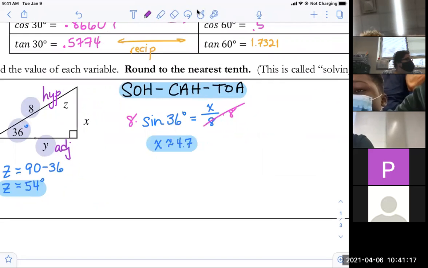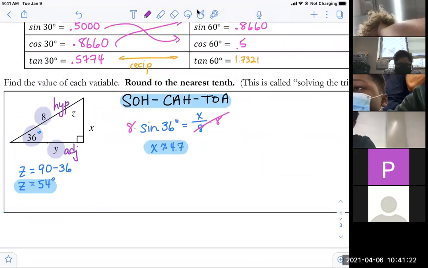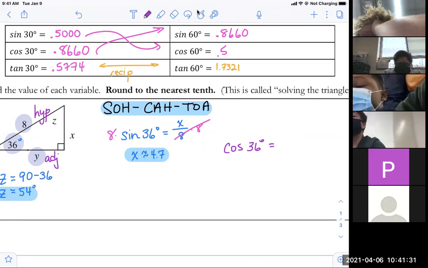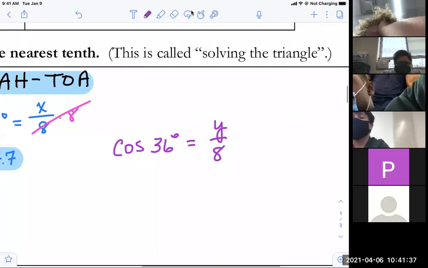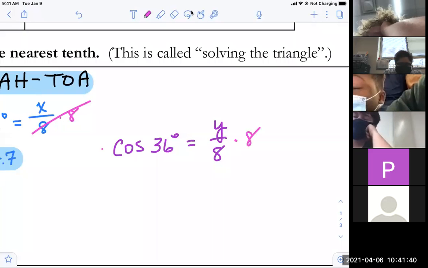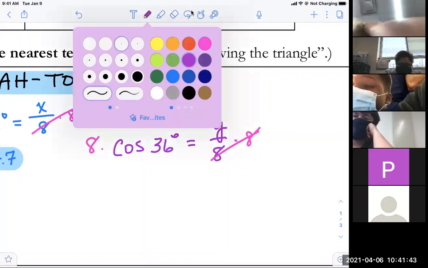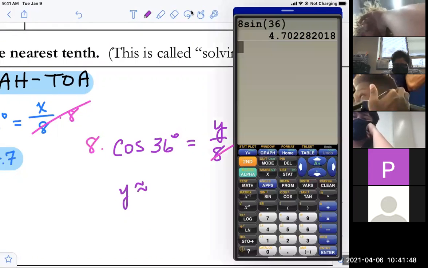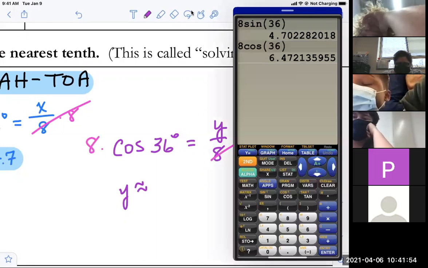It'd be y, right? But yes, you could. Lily, tell me, is that sine, cosine, or tangent? Yeah, that's cosine of, give me the whole equation. Equals adjacent over hypotenuse, y over 8, right? Okay, and then again, we're multiplying by 8 to get rid of that denominator. And that'll give us y is approximately, I'm rounding, that's why I'm writing it like that. y equals 8 cosine 36. Rounded to the nearest 10th would be what? 6.5.